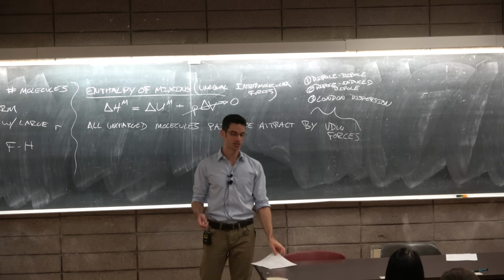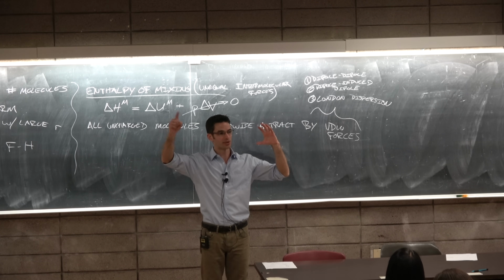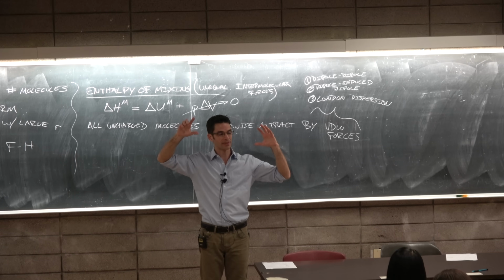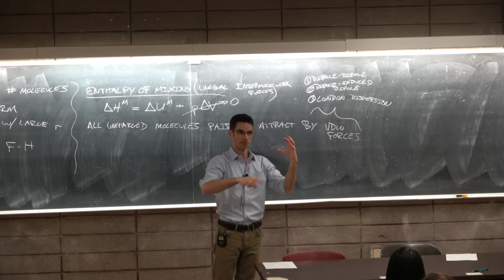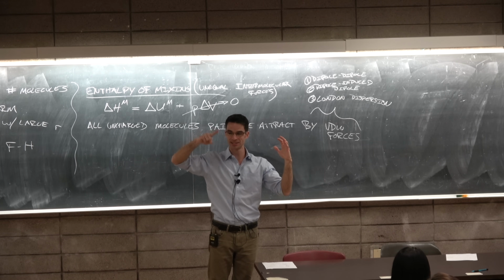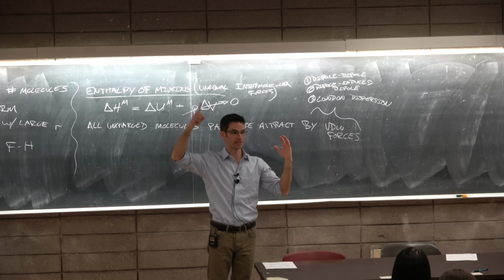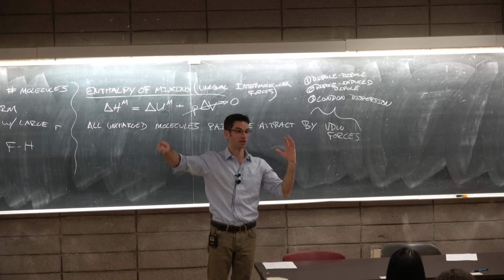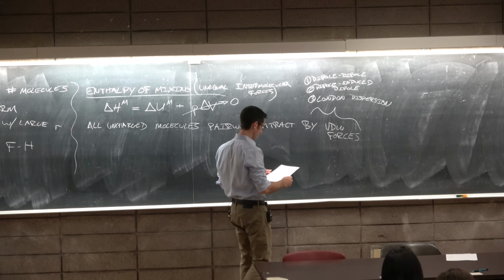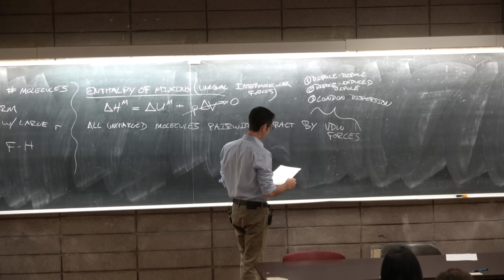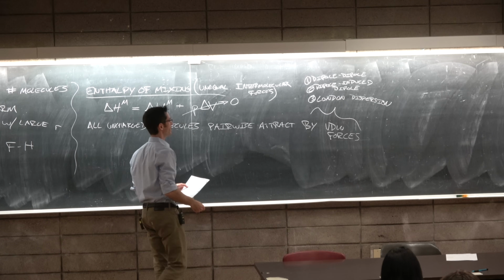So the London dispersion interaction arises from transient polarization of a nearby molecule by electrons orbiting a nucleus in a perfectly circular manner, which we know that they all do, of course. Just kidding. Okay, so they all attract.